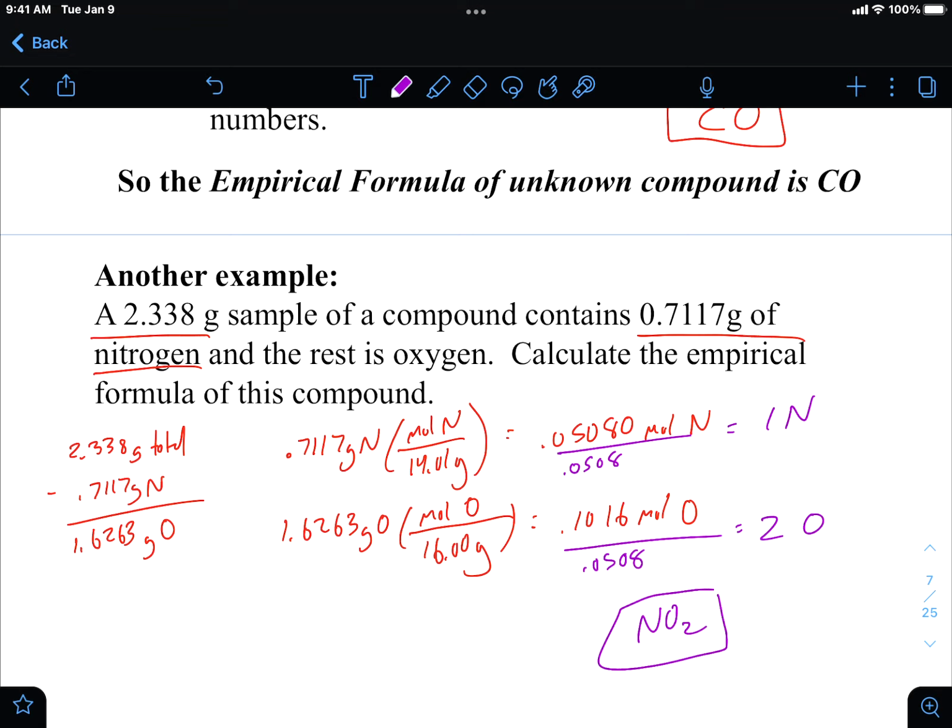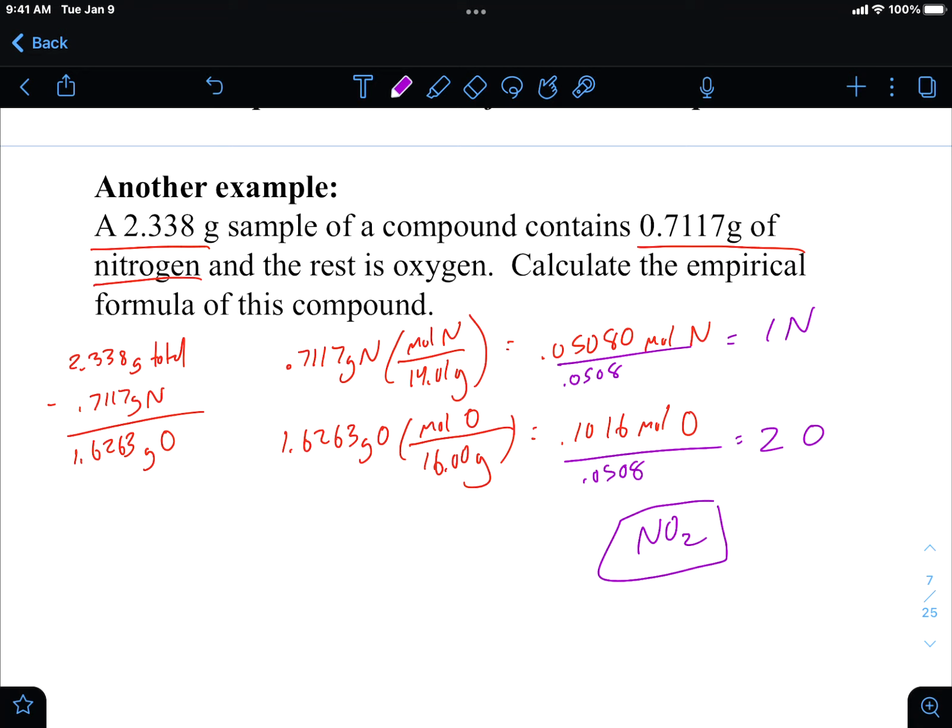Make sense? Find moles. Divide both moles by whichever is smaller. Now, you could have 3 elements in a compound. You could have 4. The number of elements in a compound doesn't matter. Just whichever one is the smallest number of moles is the one you divide everything by. And when you do, you should have integers that you can work with. Okay? Let's try one more.